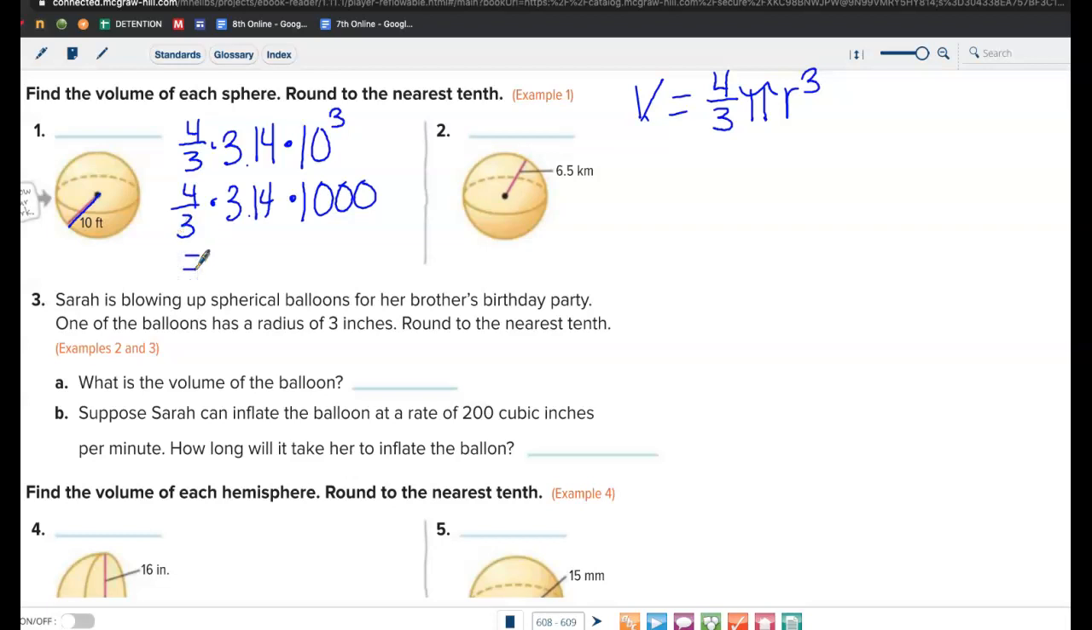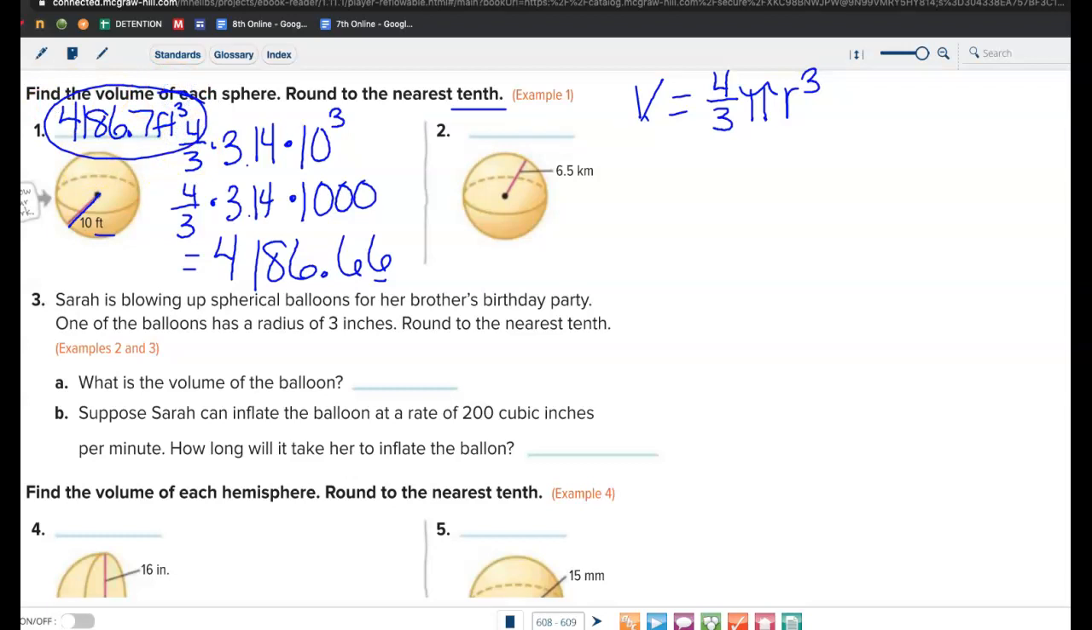Either way, you should get the answer of 4,186 and 6 repeating. It says to round it to the nearest tenth. So this 6 tells the other 6 to go up. My final answer is 4,186 and 7/10 feet cubed, because I'm talking about volume.